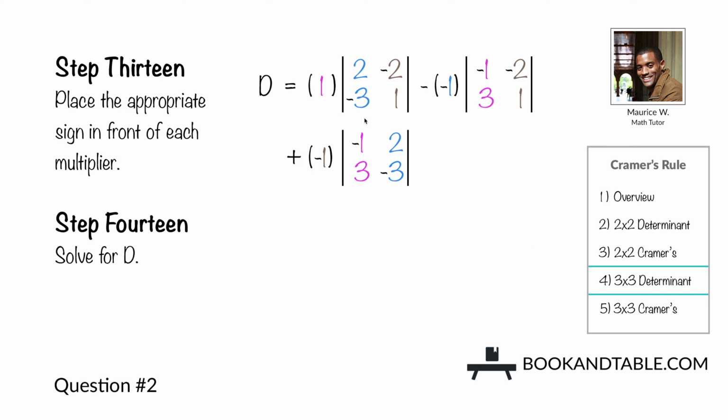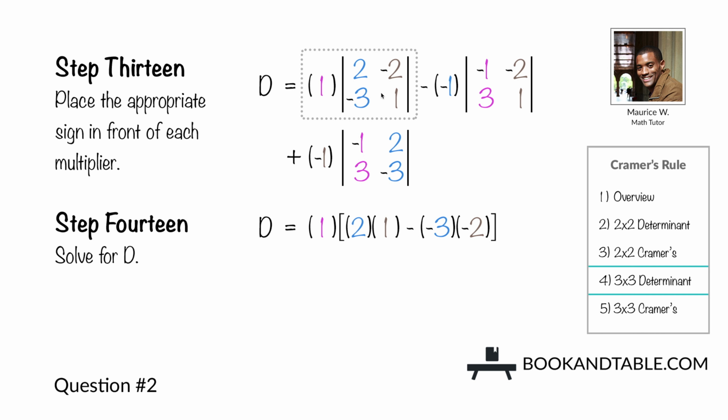So starting with the first 2 by 2, we have 2 times 1 minus -3 times -2. We're going to multiply this times +1. Starting with the inside of the brackets, we have 2 times 1, which is 2, minus -3 times -2 is 6. 2 minus 6 is -4. 1 times -4 is -4. So the first 2 by 2 gives us -4.